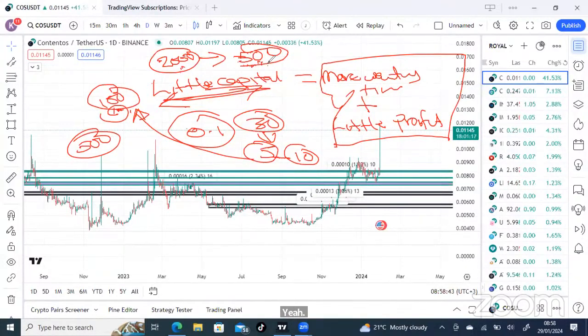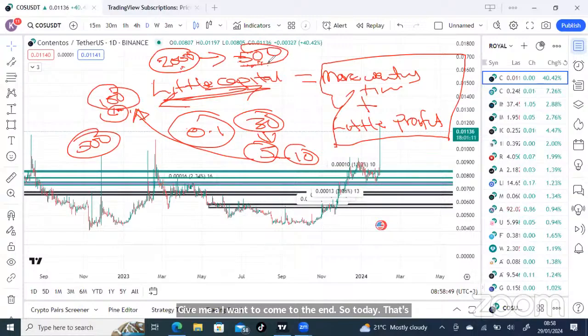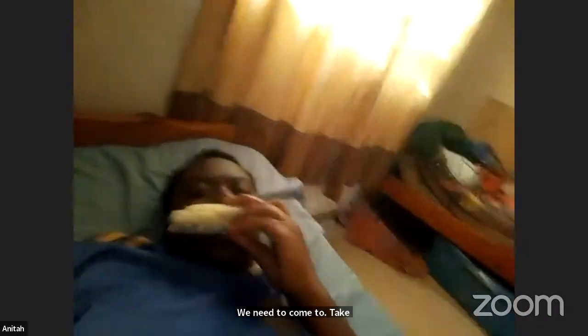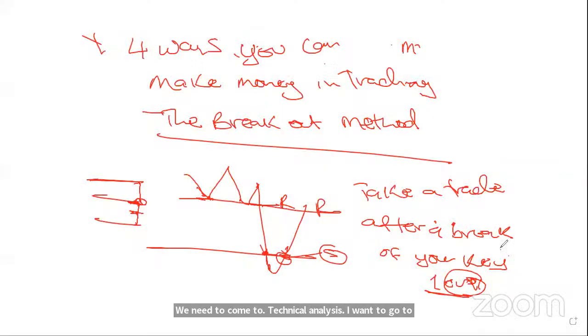I want to come to the end. So today, that was a very important point. Very, very important when it comes to technical analysis. I want to go to point 2. I said 4 ways. I will share 2. Then I think the rest I will share tomorrow.